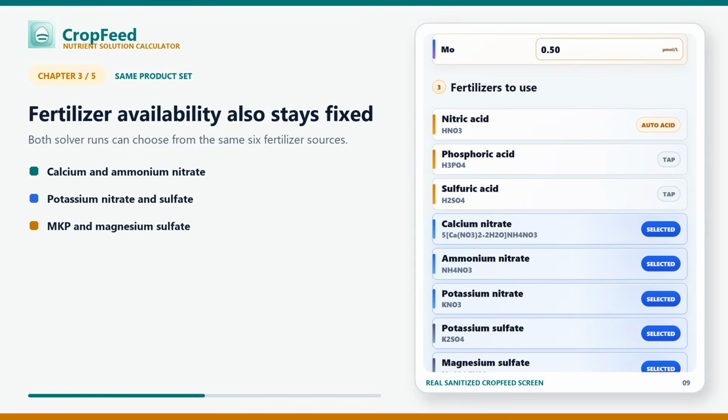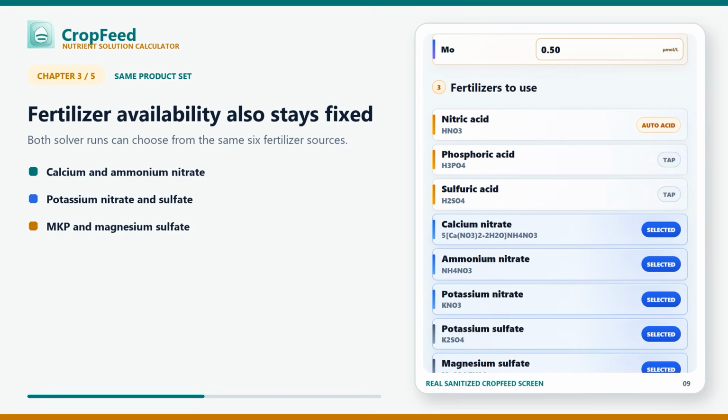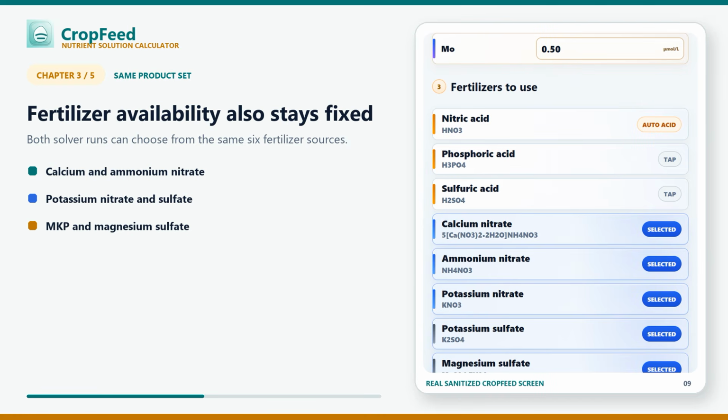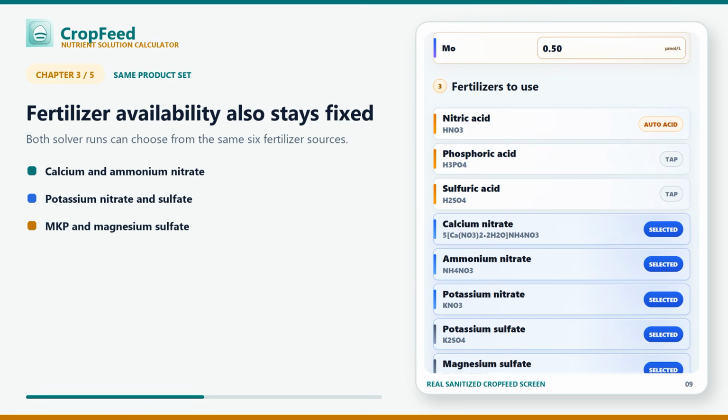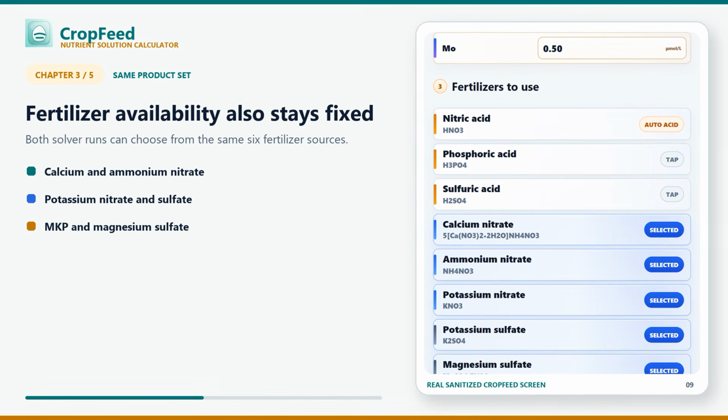Both runs use the same 6 sources: calcium nitrate, ammonium nitrate, potassium nitrate, potassium sulfate, monopotassium phosphate, and magnesium sulfate. This matters because each product contributes more than one ion. The solver is not filling independent boxes. It is balancing a connected system in which changing one source can move several nutrients at once.